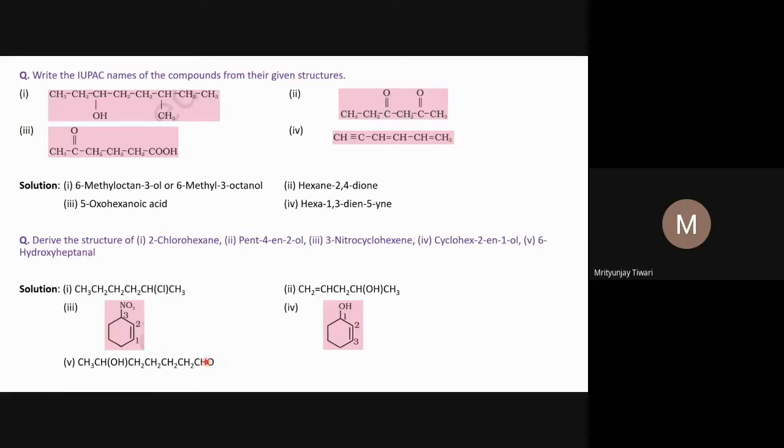So the first carbon atom will be CHO, and the other carbon atoms will have hydrogen atoms put after putting the substituents. So what are the other substituents? It is hydroxy, and the hydroxy is at the sixth carbon atom. So if this is the CHO, then 1, 2, 3, 4, 5, 6. So this carbon atom should contain OH group, and after putting OH group, you can just put the hydrogen atoms as per the rules.